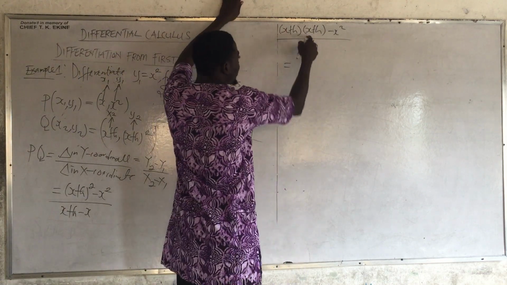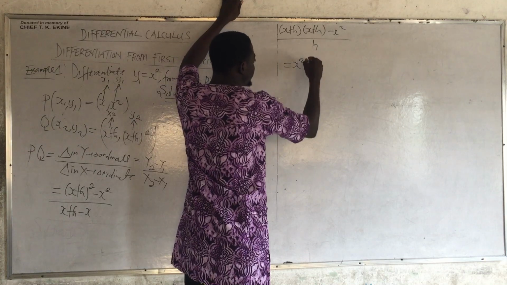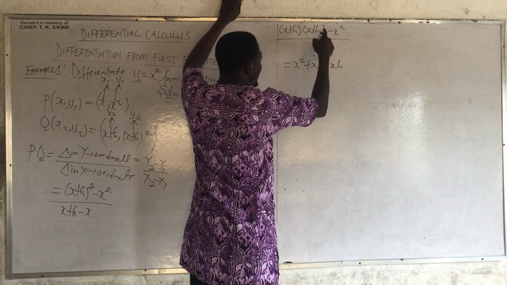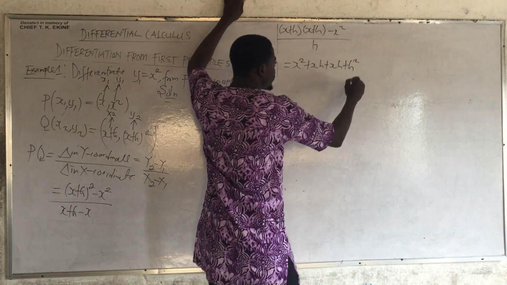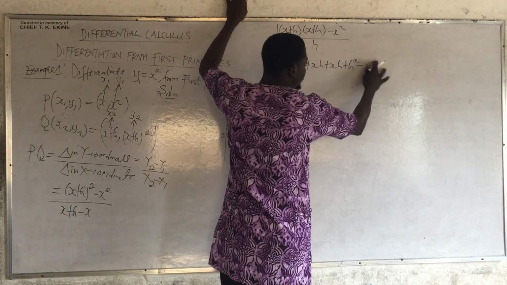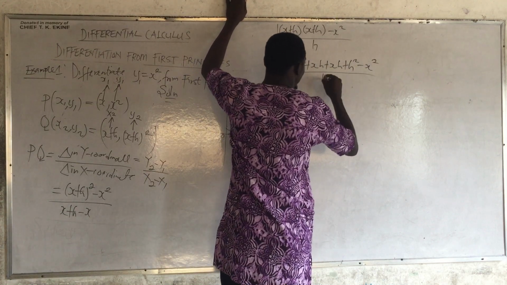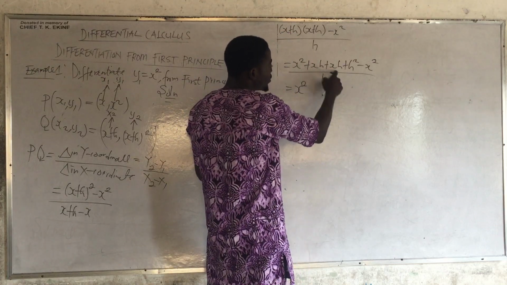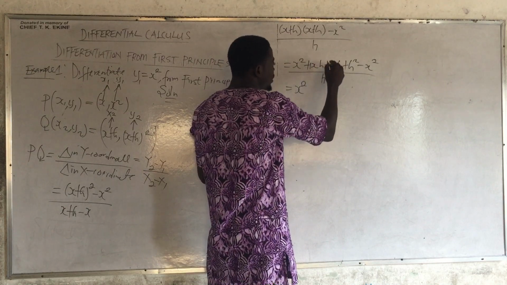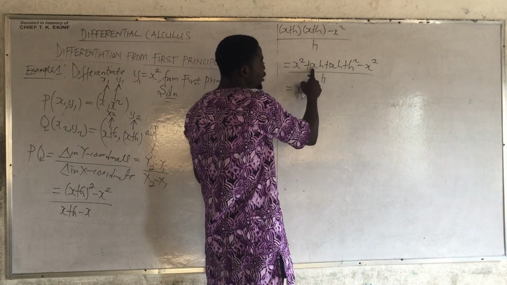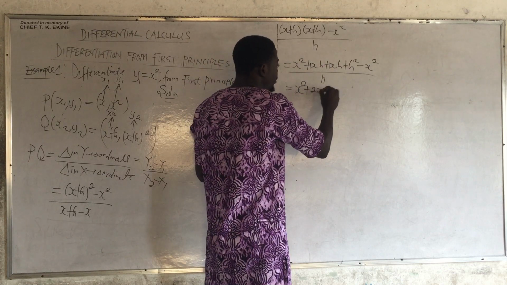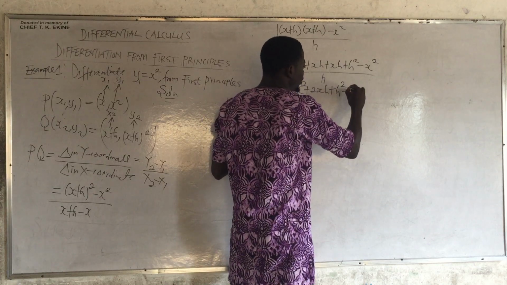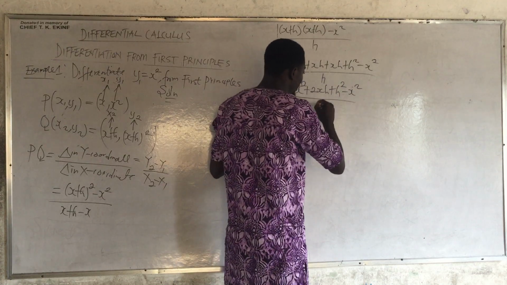So let's expand. x times x you have x squared. x times h you have hx. h times x you have plus hx. h times h you have plus h squared. Minus x squared, all over h. Now, if you look very well, you can add these. These are like terms. You have the invisible one there. 1xh plus 1xh gives you 2xh. Plus h squared minus x squared all over h.